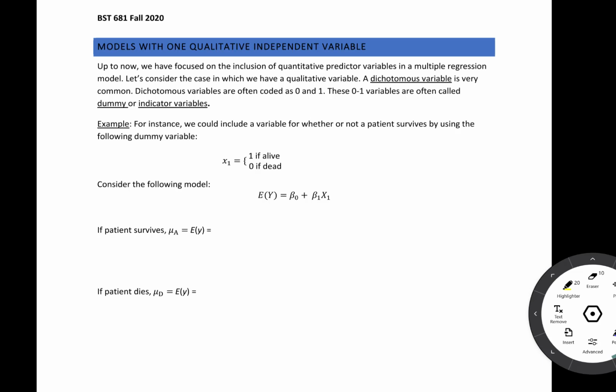For example, we could include a variable for whether or not a patient survives by using the following dummy variable. We're going to let x1 be equal to 1 if the patient is alive and 0 if the patient is dead. And so we could consider the following model: the expected value of y is equal to beta naught plus beta 1 x1. Notice this looks very similar to when we looked at simple linear regression. But the big difference is now that x1 is categorical. It only takes one of two values.